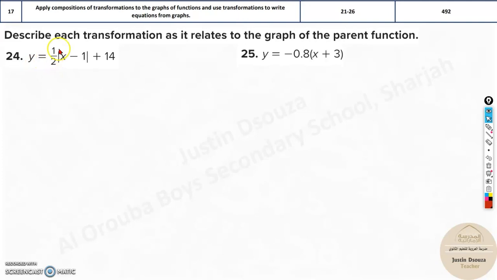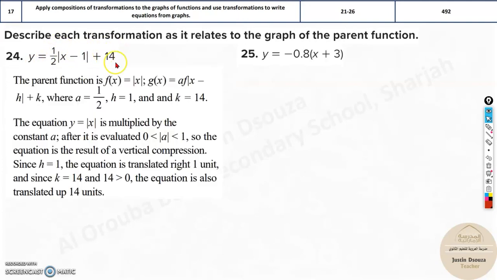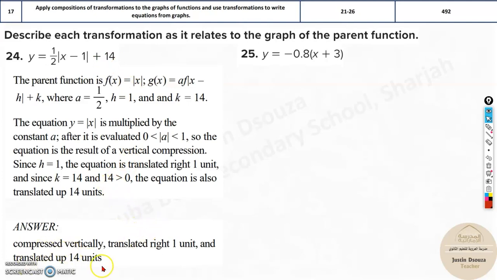What about this? y equals half of (x minus 1) plus 14. So you can easily see this last part is translated up by 14 units. Just by looking at this, you can eliminate some options. But what about the other things? Is it more than 1 or less than 1? It is less than 1, half. So it is compressed vertically.